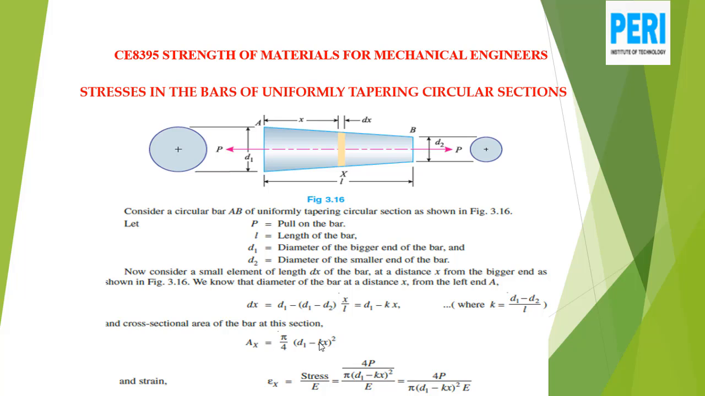Then strain equals stress by modulus. Stress means load by area. Load P, area as above. The 4 goes from denominator to numerator. So it is 4P by pi (D1 minus kx) whole square by E. Further simplifying, we get 4P by pi (D1 minus kx) whole square E.